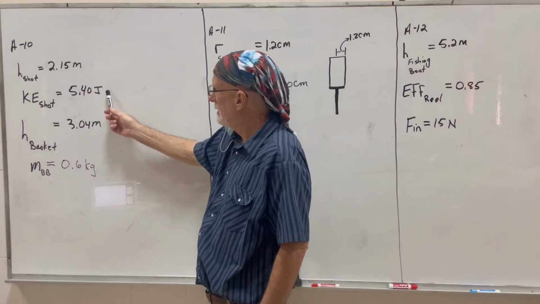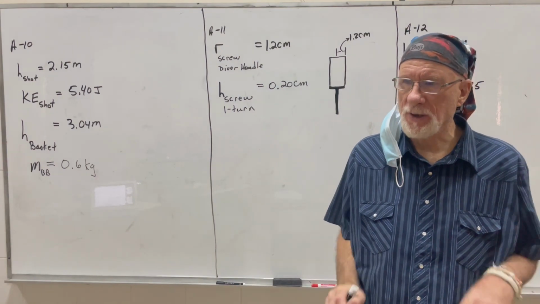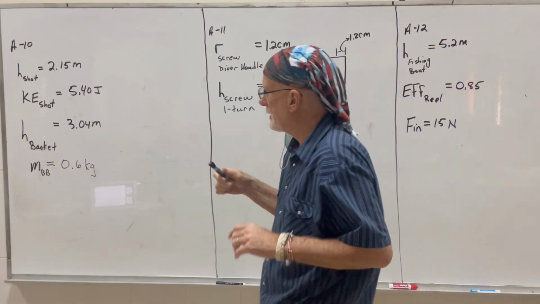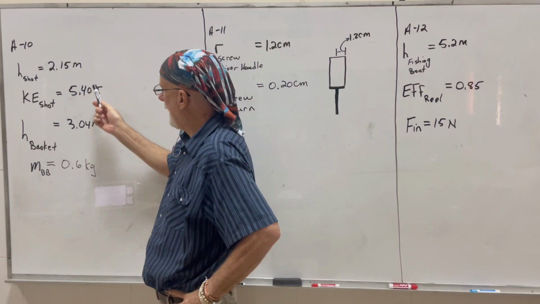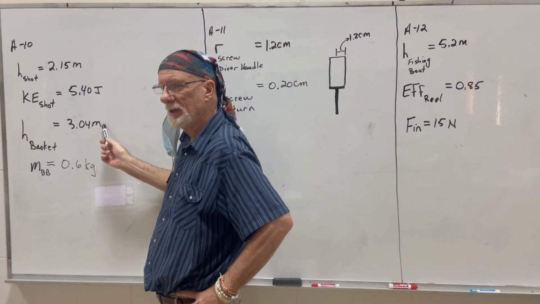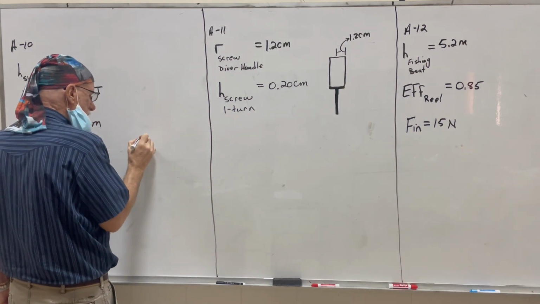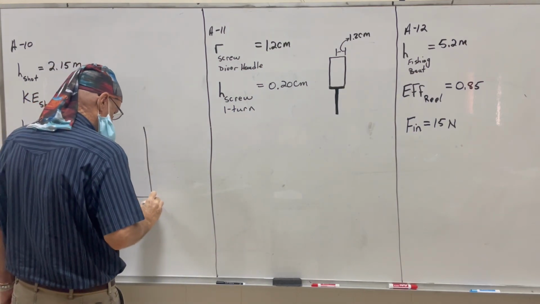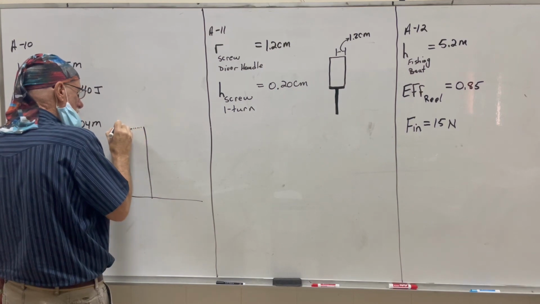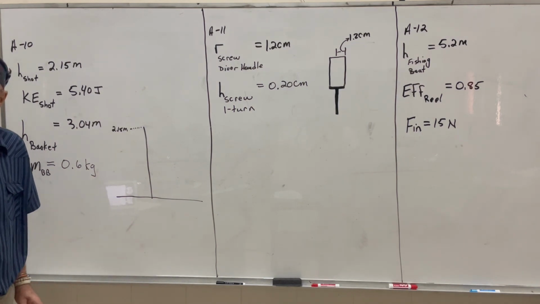He has 5.4 joules of energy, correct? So if the ball starts at this height, does it have enough energy to make it to that height? Clear? Yes? So if I throw the ball, here's the ball, and here's the basketball court, and here is 2.15 meters, correct? And that's where he's releasing it from with kinetic energy.